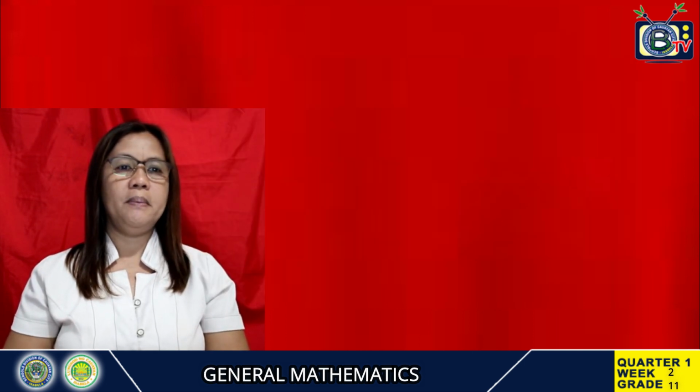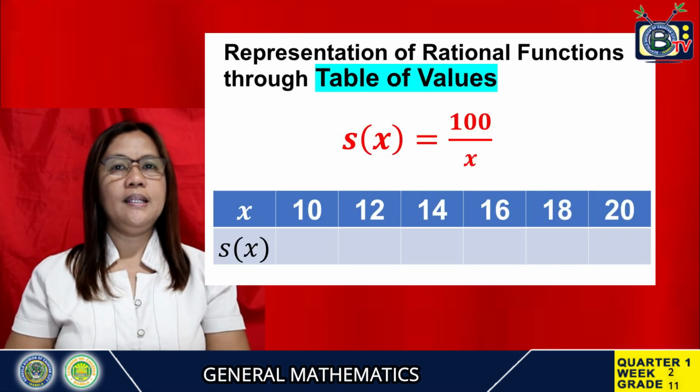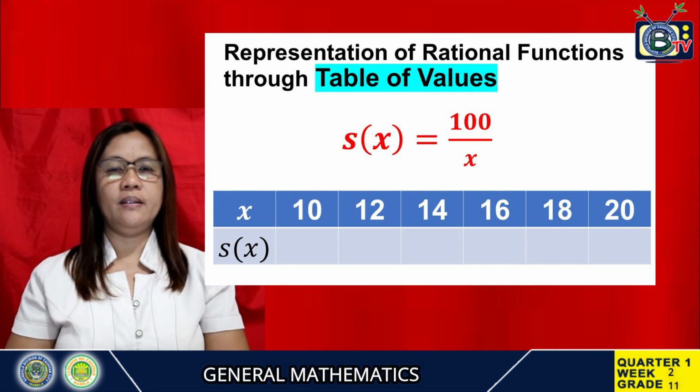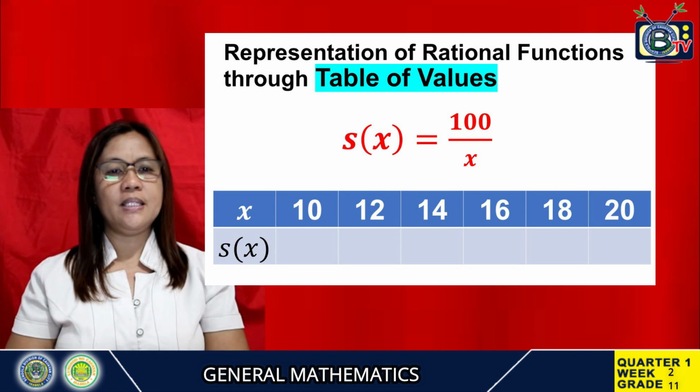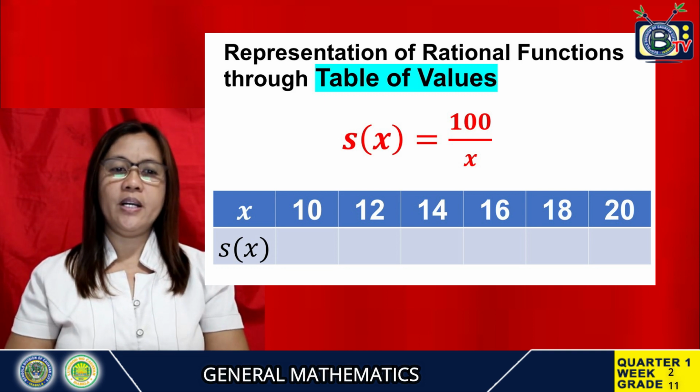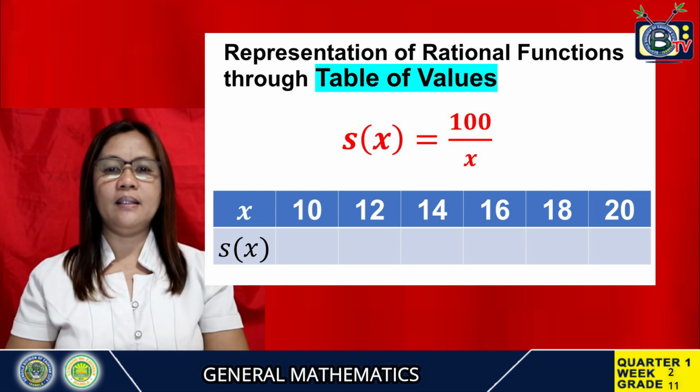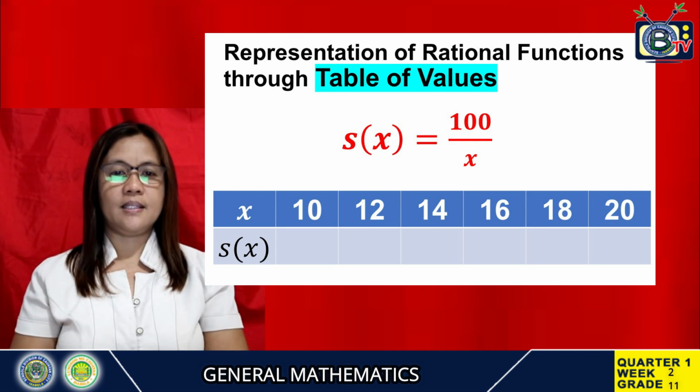So, let x be the time it takes the runner to run 100 meters. The speed can be represented as s of x equal to 100 over x. Example number 2, by the table of values. Continuing the scenario, construct a table of values for the speed of the runner against different run times. Solution. A table of values can help us determine the behavior of a function as the variable x changes, in s of x equal to 100 over x.